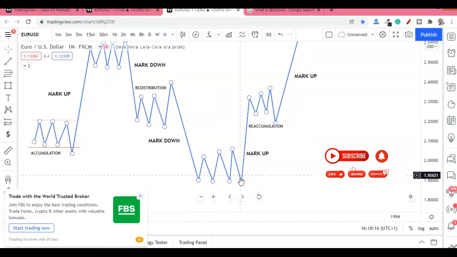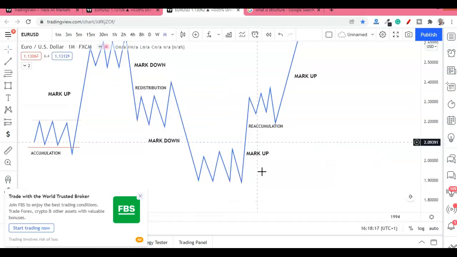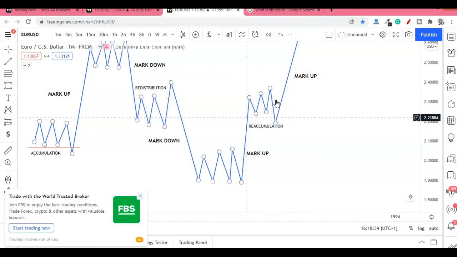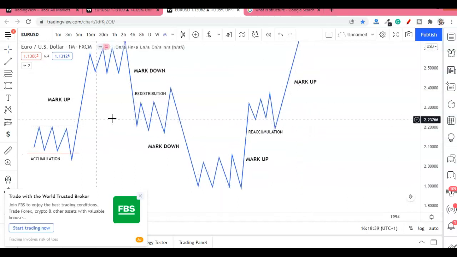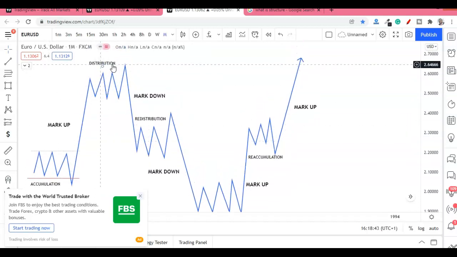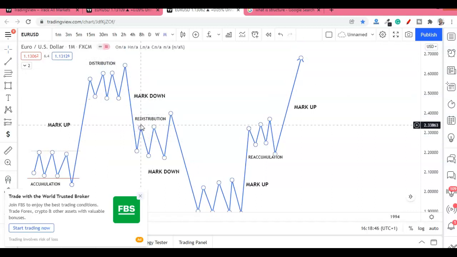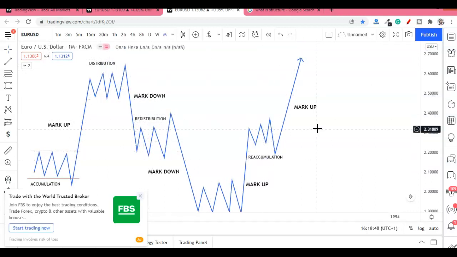Now, during an upward move or a markup phase, the market can decide to reaccumulate. When it moves out of this accumulation phase, it can decide to reaccumulate to push the price upward, which is a continuation, meaning the trend will be moving up. So those are the key phases that you need to understand: the accumulation phase, the markup phase, the distribution phase, the markdown phase, the redistribution, and reaccumulation.